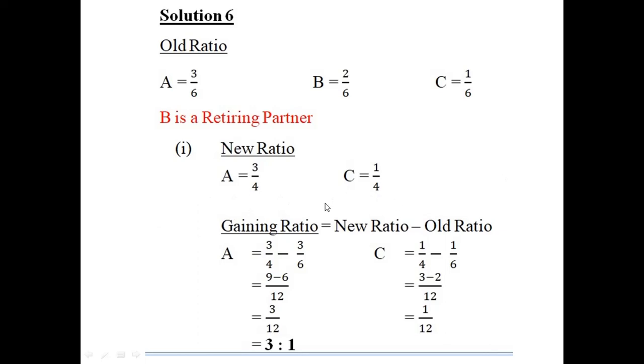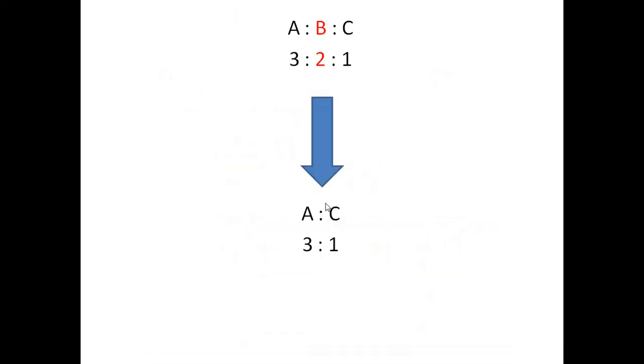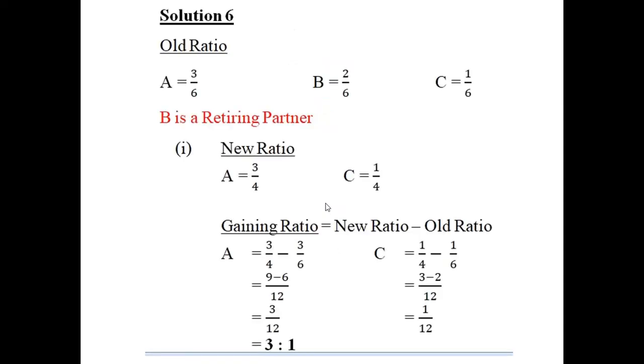Okay, so if you get this type of question again, what you have to do is just omit the retiring partner, write the remaining partners, and get the sum of the ratio, and you will have a new fraction. Okay, so gaining ratio, you know that since we have found the new ratio, finding gaining ratio is very much simple.